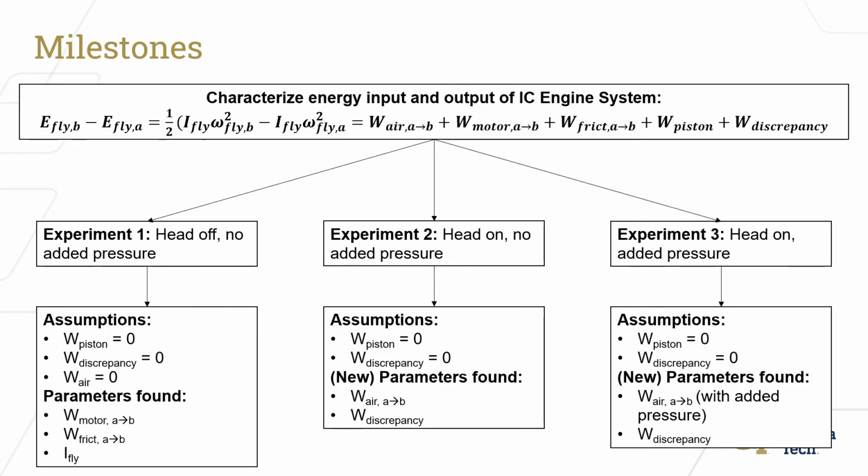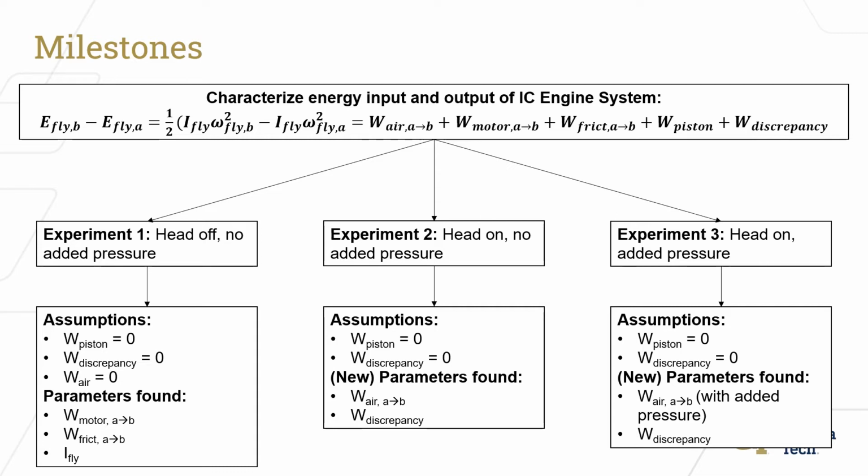The main goal is to characterize engine input and output of the IC engine system using the work equation shown. This will be done by conducting 3 different experiments. In Experiment 1, the head is removed from the piston and there's no injected air. Using this, the parameters found are the work of the motor, the work done by friction, and the rotational inertia.